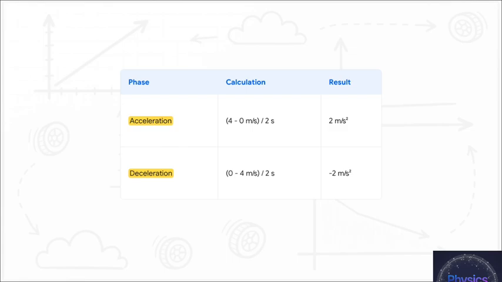So for that first part, the acceleration, it's a change of 4 meters per second over 2 seconds. 4 divided by 2 gives us 2 meters per second squared. For the end part, the deceleration, the change is -4 over 2 seconds, which gives us -2. The math perfectly matches the picture.